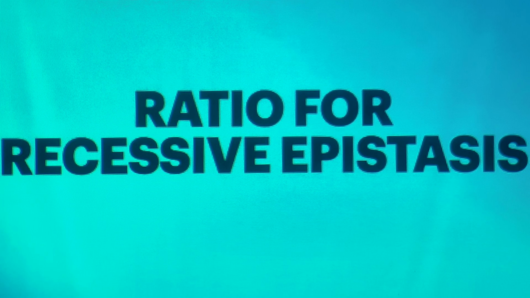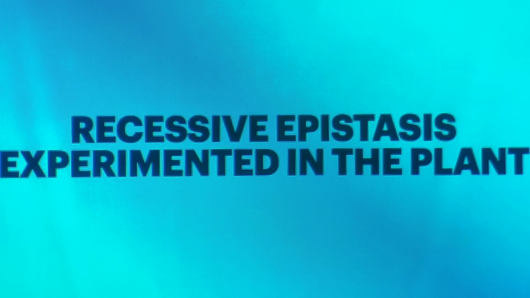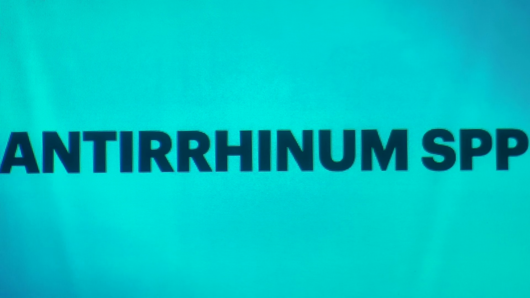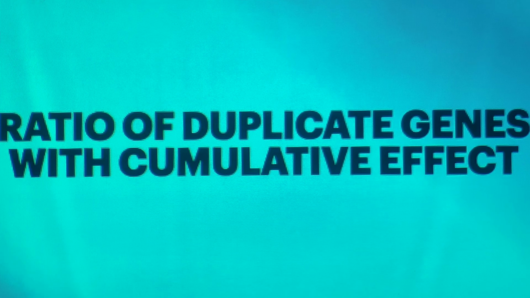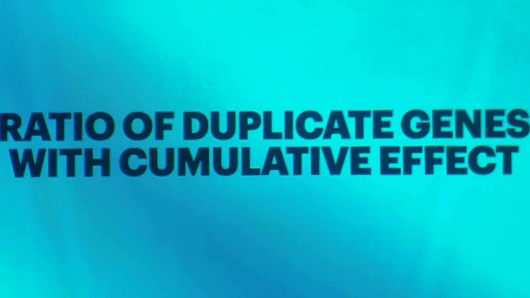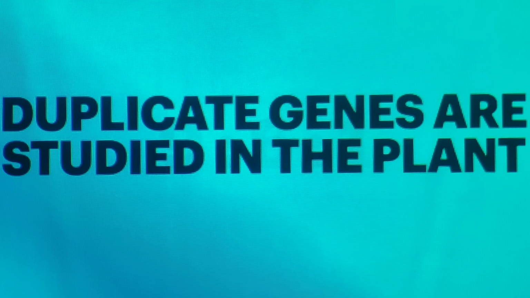Ratio for recessive epistasis? 9:3:4. Recessive epistasis experiment in the plant? Antirrhinum species. Ratio of duplicate genes with cumulative effect? 9:6:1. Duplicate genes are studied in the plant?